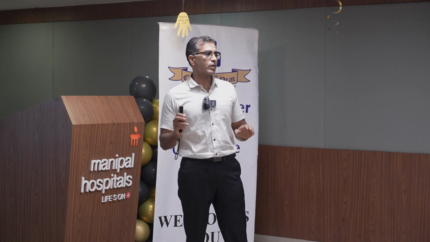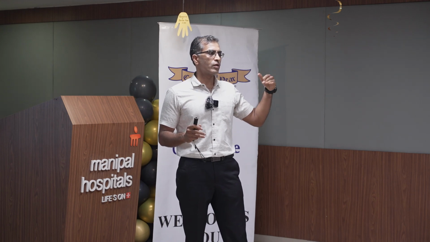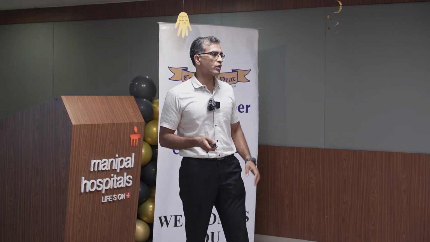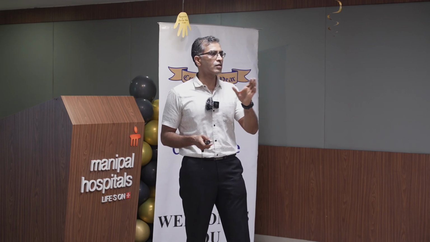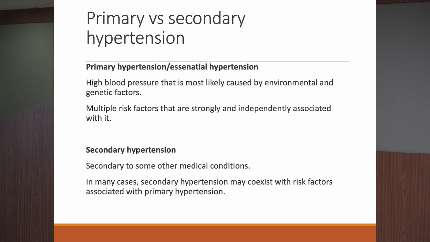So there are types of hypertension. We had types of diabetes: type 1, type 2, gestational and multiple. Similarly, there are types of BP also. One is called primary or essential, the other is secondary. Primary or essential hypertension is most likely caused by environmental and genetic factors.